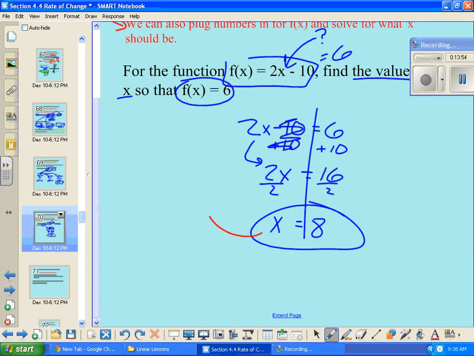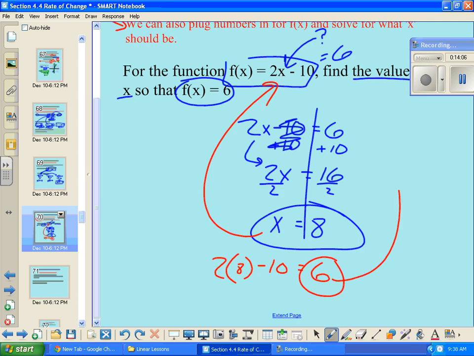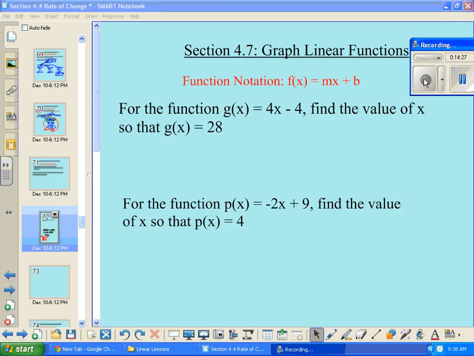If I want to make sure that's the answer, I could just plug 8 back in there and make sure that's what I get when I evaluate. 2 times 8 gives me 16 minus 10. Yep, that would be 6, which is what I'm supposed to get. Very good. So this problem is a little different than the previous pages. They're saying what could the value of x be so that we get an answer of 6. What I tell students to do is just make a little equation just like we've done in the past. Set that function equal to what you're trying to get, and then solve it and find out what x would have to be.